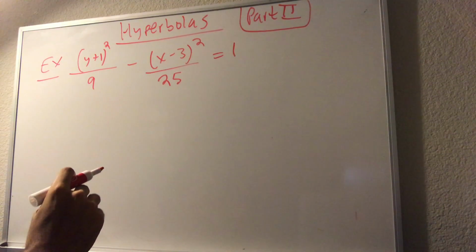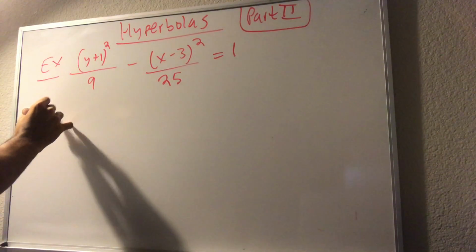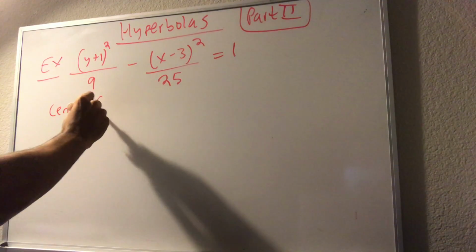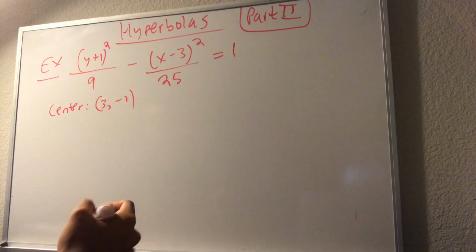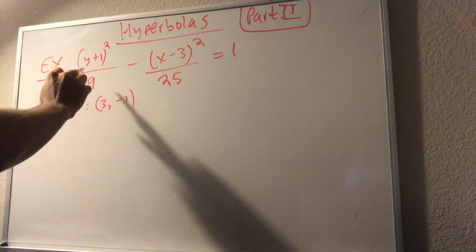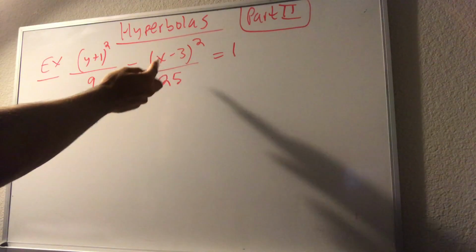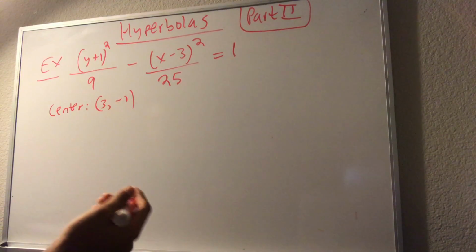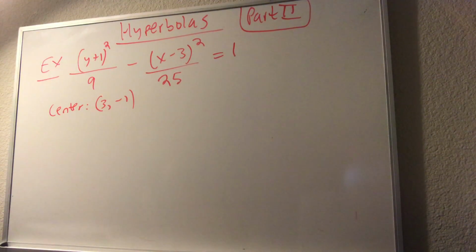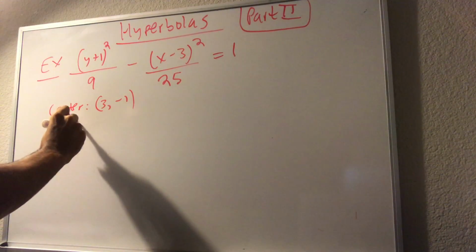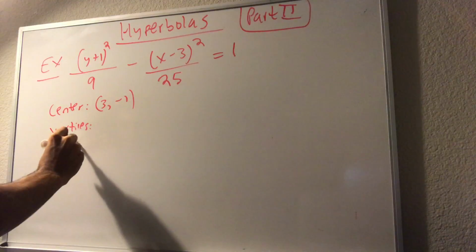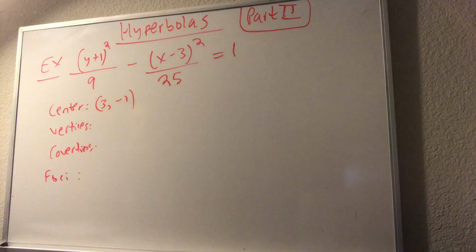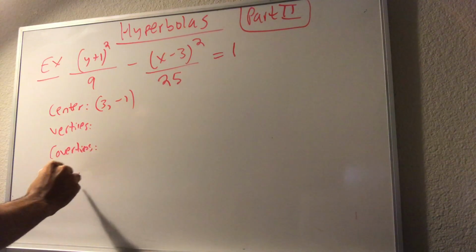So now when we graph, first you always want to really just know the characteristics of this hyperbola. So you know that the center will be (3, negative 1), right? And you don't want to mess this up by saying it's (negative 1, 3); obviously it's (3, negative 1). Same thing, (h, k) is your center. And now you're looking at the vertices, your co-vertices, and then your foci. So those are the characteristics that we're looking at here.